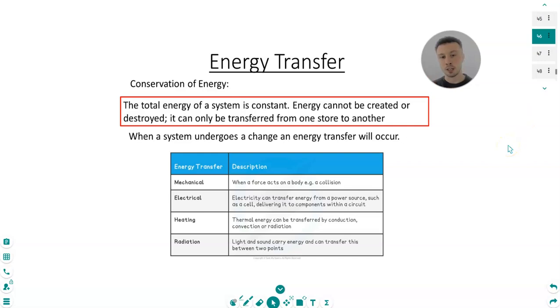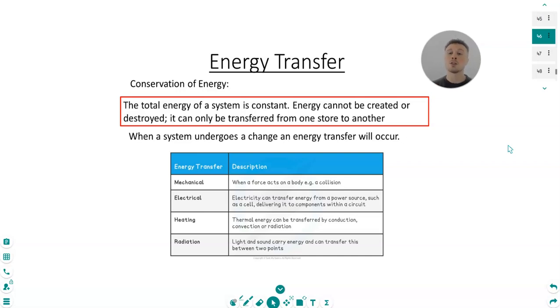Next, we're going to look at energy transfer, and we need to look at something incredibly important, and that's the conservation of energy. So the total energy of a system is constant. Energy cannot be created or destroyed. It can only be transferred from one store to another. Okay? So here we have 4 different energy transfers.